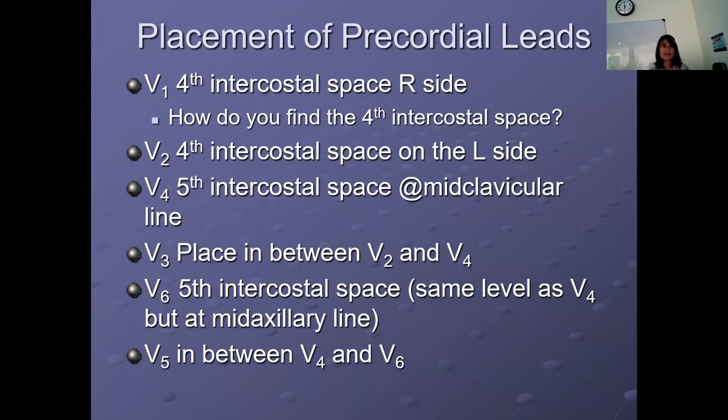All right, so notice that it doesn't go in order. I gave you V1, told you where to put that. I gave you V2, told you where to put that, and then it skips one. When you're placing your electrodes, you want to make sure that V4 is at the 5th intercostal space, mid-clavicular line. So mid-clavicular line, 5th rib is exactly where you need to be placing V4. V3 gets placed afterward because it's going to go between V2 and V4.